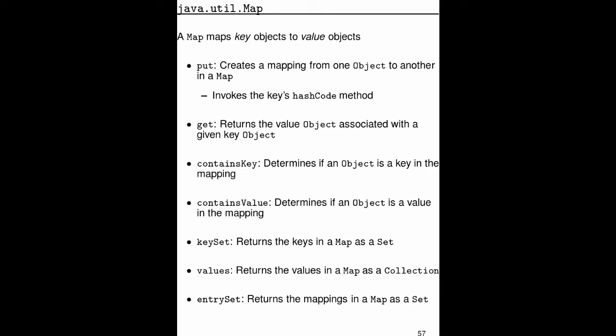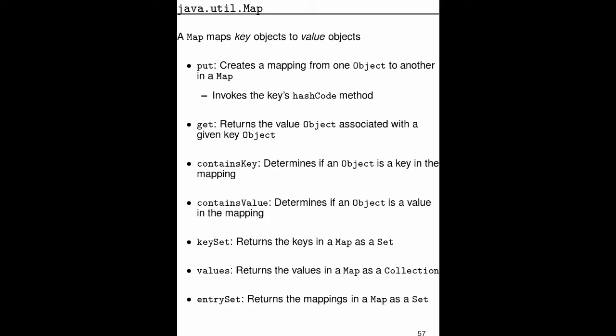The designers of the Java API decided they wanted to let any object be a key in a hash table. And so every object in Java has an equals and a hashCode method. So you put into a map to create a mapping from one object to another. And then when you want to get the value for a given key object, you use the get method. And you can also ask the map whether or not it contains a given key, contains a given value.